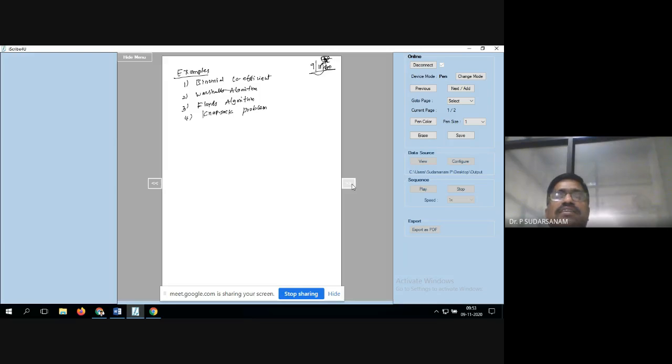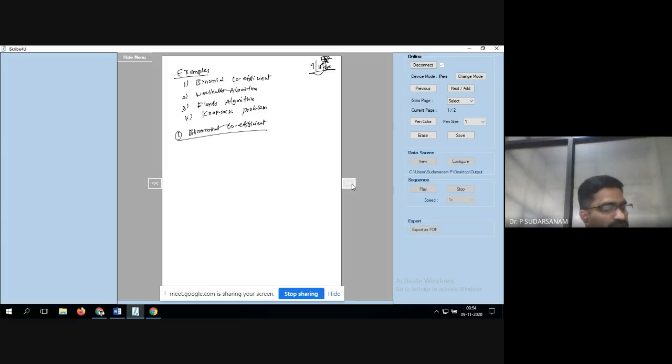They have done binomial coefficients one more. Floyd and Warshall's algorithm is one, and the Knapsack problem is one. So let us see how it will work. The first one is called the binomial coefficients.